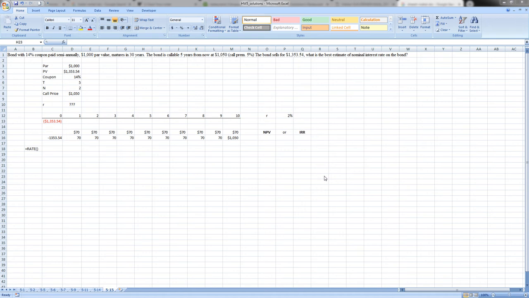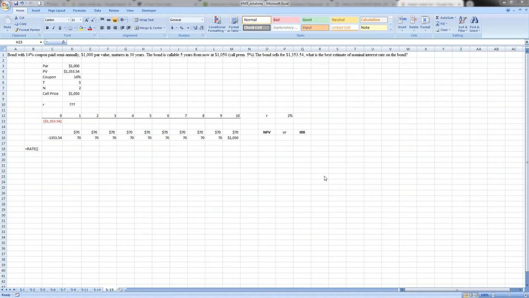That is the amount over the par value that we receive when the bond is called in. The bond sells today for $1,353.54. What is the best estimate of the nominal interest rate on the bond? So there's a couple things we can get from the information that's provided. We've already figured out what the coupon payment is.